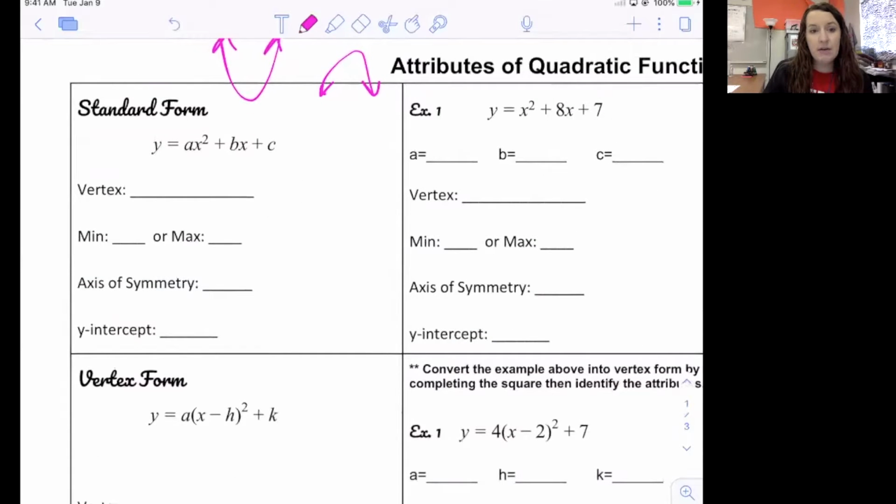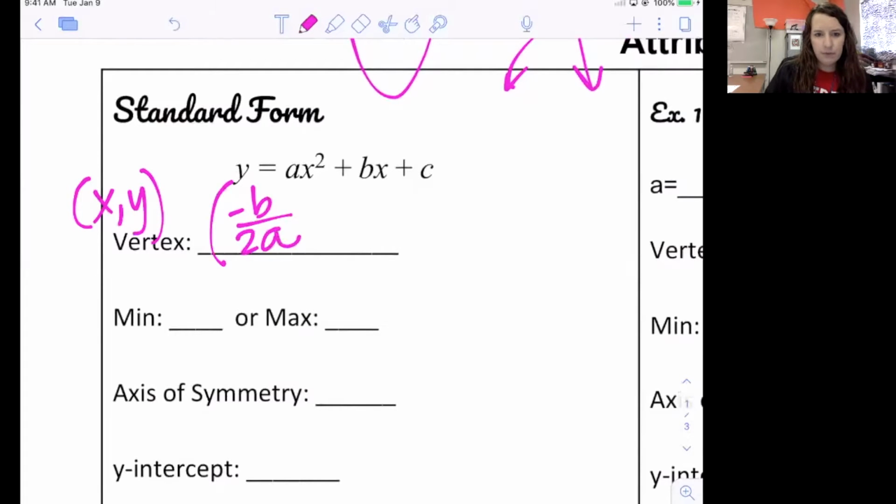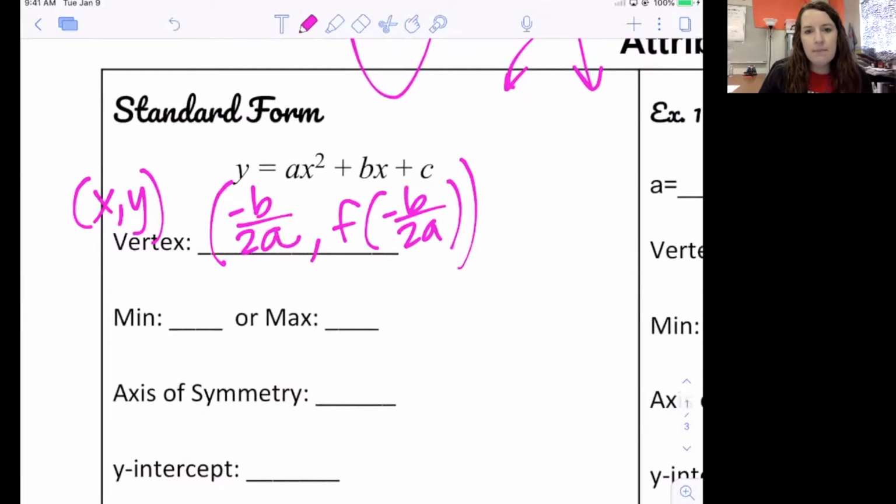For standard form, your vertex, which is an ordered pair (x, y), can be found by doing negative b over 2a for your x value, and then f of negative b over 2a for your y value. That looks a little bit tricky, but f of that value just means you're plugging the x value into your equation to find the y value.